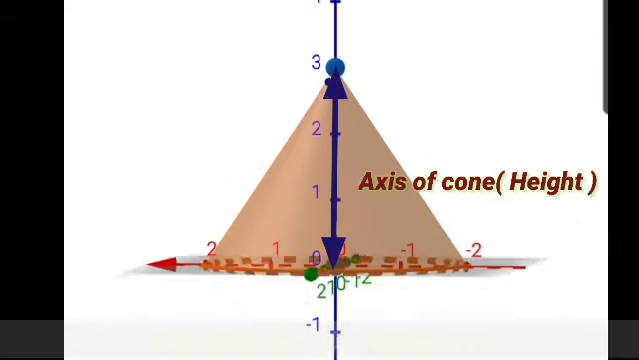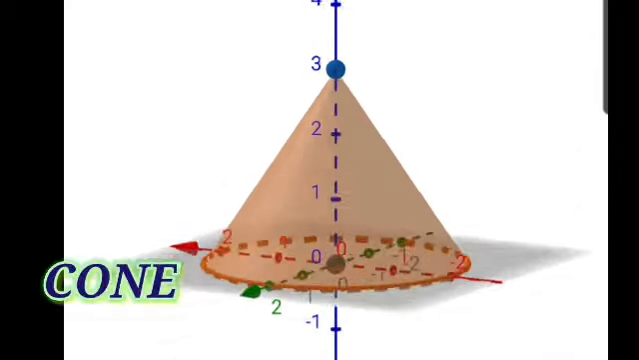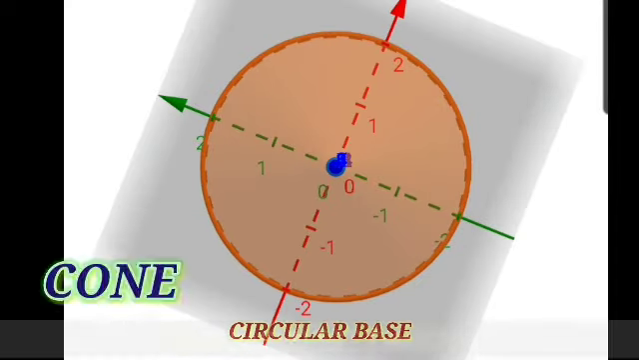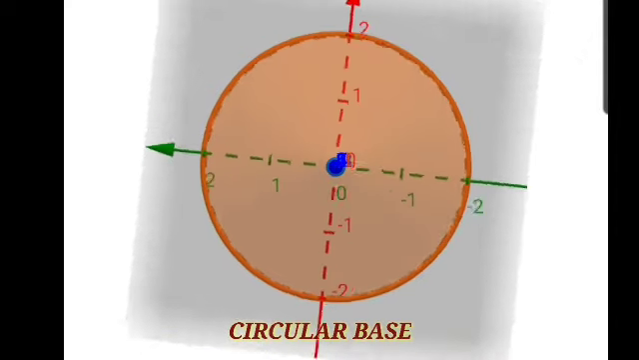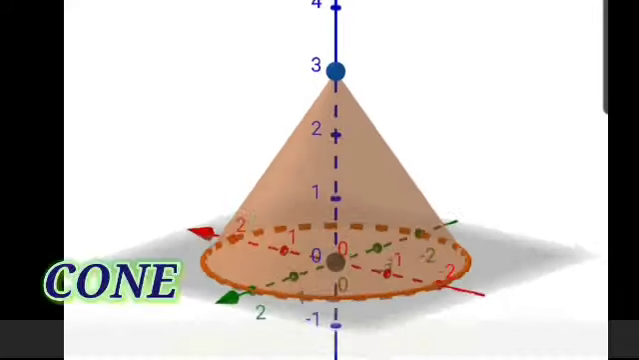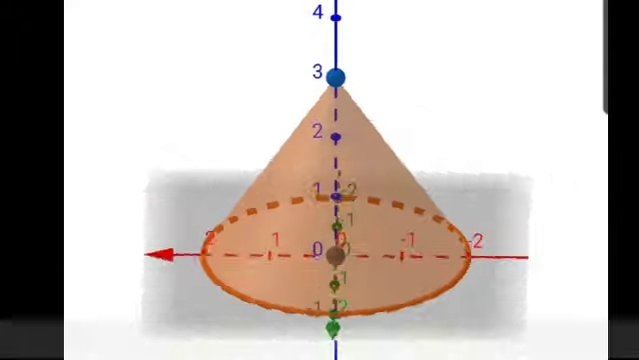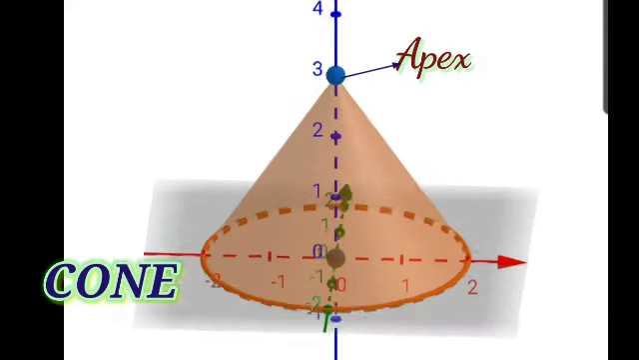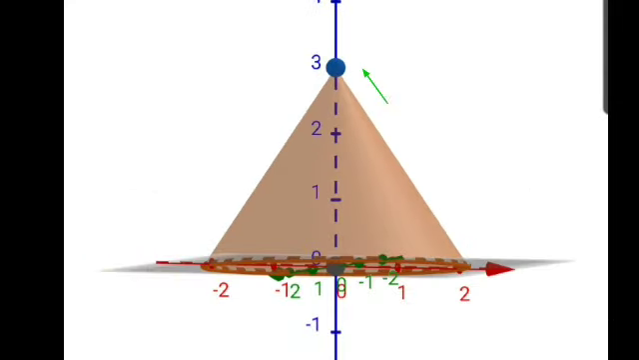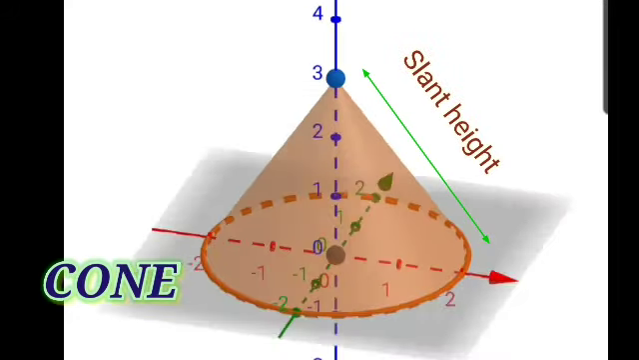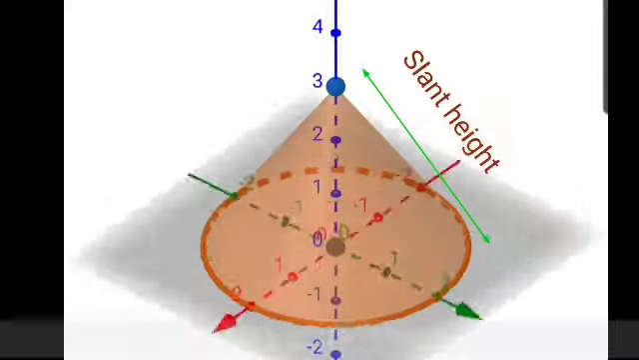If you join the center of a circle to the point, we call it the axis of the cone. Thus, a cone has a circular base and spreads to a point. This tip or topmost point is called the vertex, which is also called the apex, and the slope or inclined surface has a height which is called the slant height.